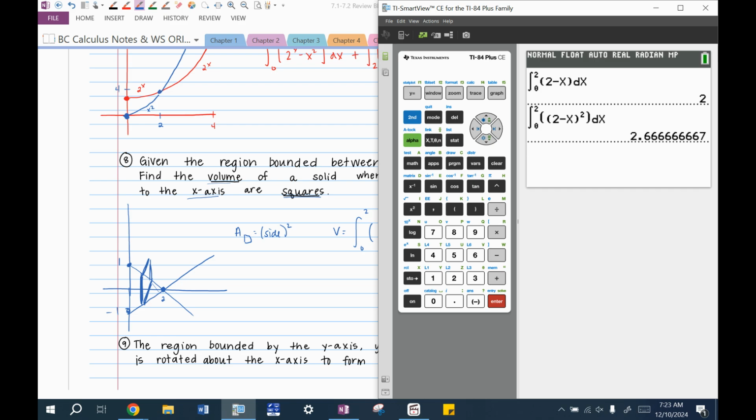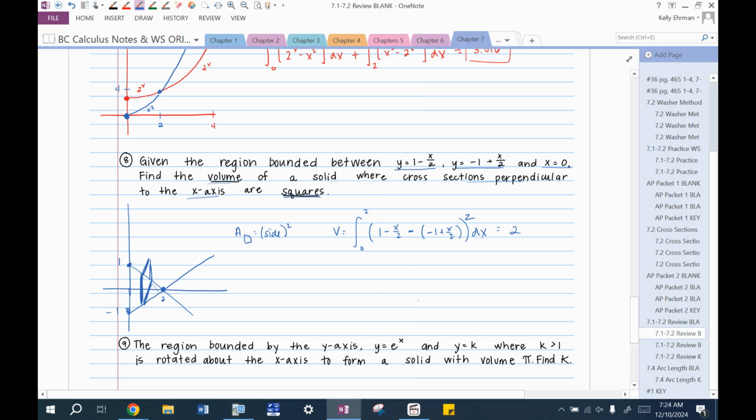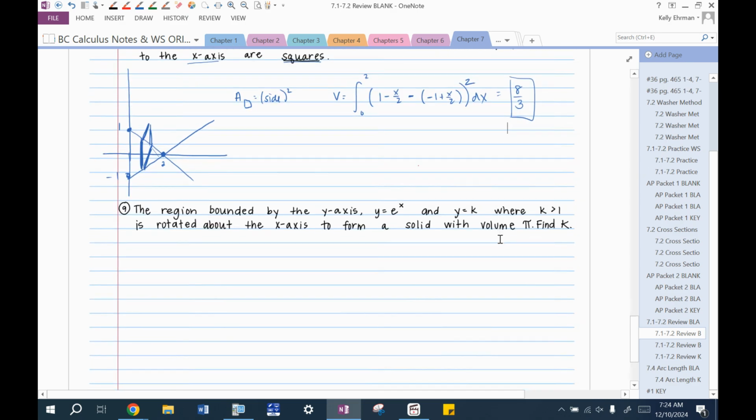There we go. Okay, 2.667, or we could make that a fraction, 8/3. Get that out of there. So that's equal to 8/3. The region bounded, this is our last one.